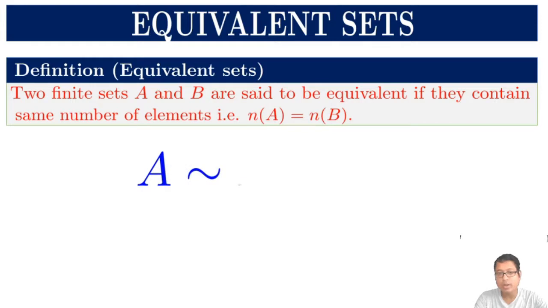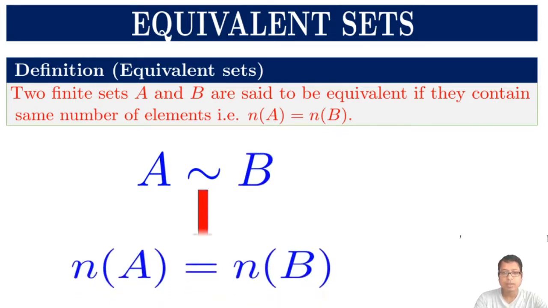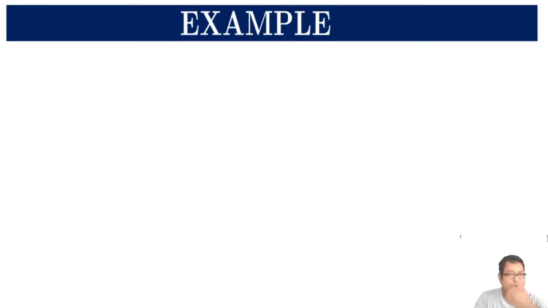This is a symbol we are representing to denote A equivalent to B. A equivalent to B means, always remember, the number of elements present in A is equal to the number of elements present in B. Okay, let me consider one example, then it will be completely clear to you.